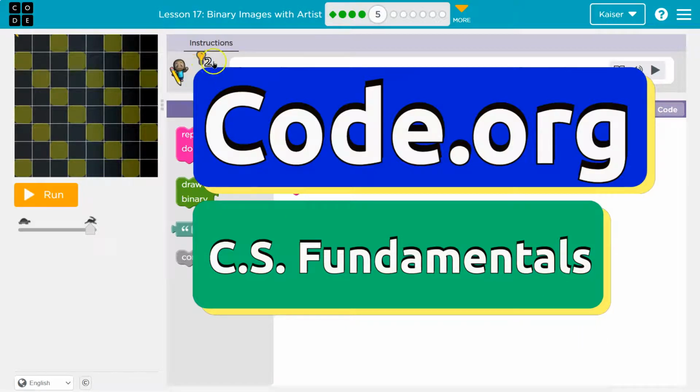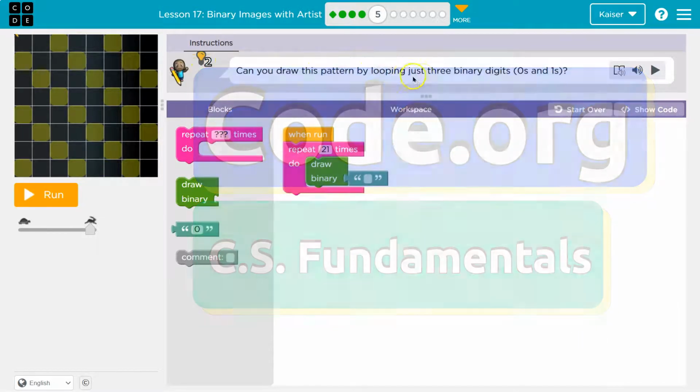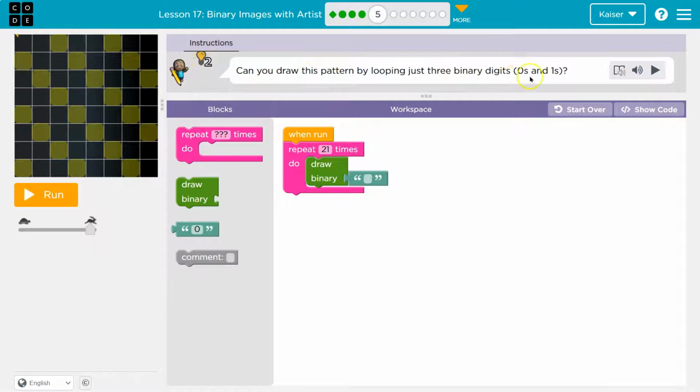This is code.org. Can you draw this pattern by looping just 3 binary digits, zeros and ones? So they only want us to write 3 things, right? So maybe I write 1, 0, 1. And what's going to happen here? It repeats 21 times. So the reason this should work, well, I don't think this is the actual code.